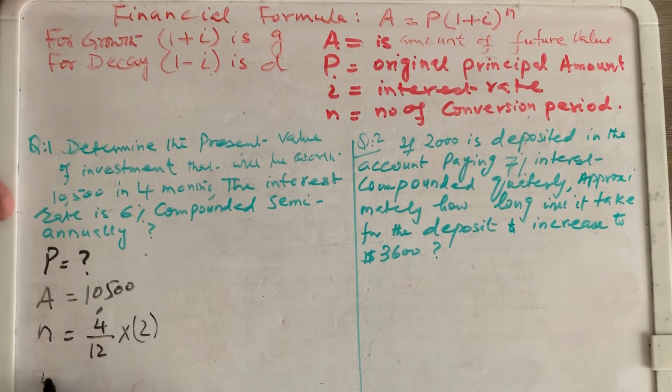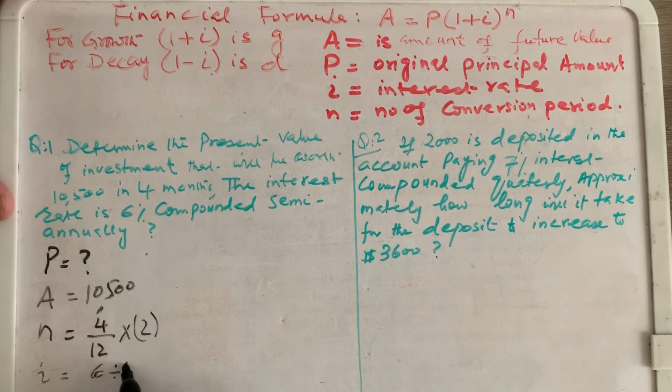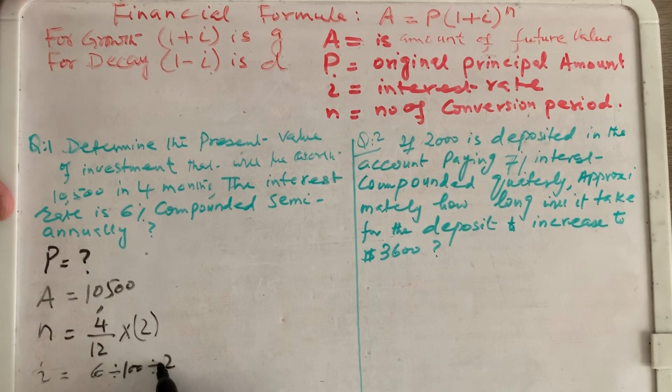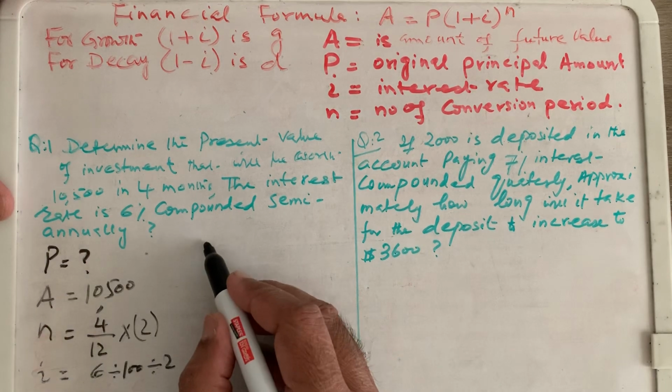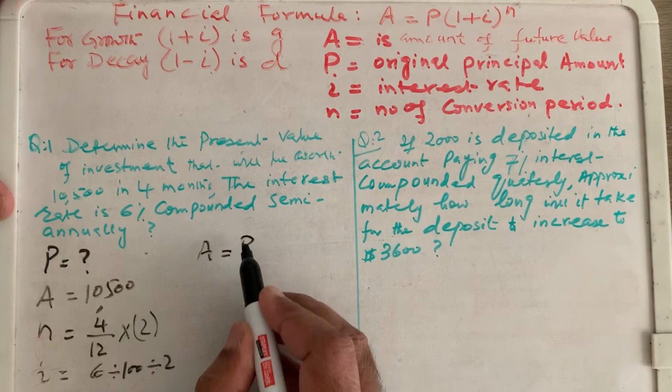And what is i? It is given as 6%. 6% means always divide by 100, and then divide by the frequency. Here you have to divide, right? So 6 divided by 100 divided by 2. Frequency is very important in this question, and if you pick the frequency correctly, you cannot go wrong, right? Apply the formula after setting up the data, and now we know everything.